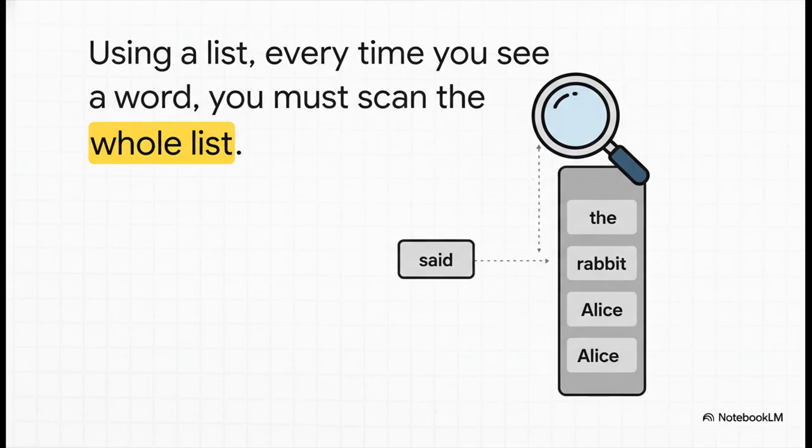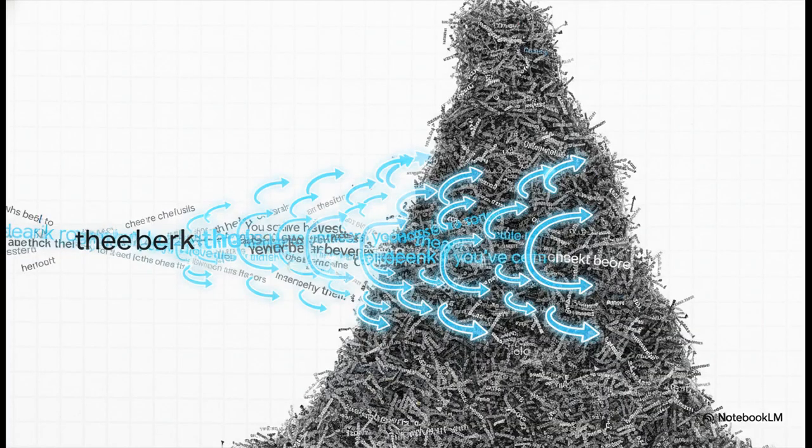Your code reads a word from the book, say the word hatter, and you think, okay, I'll just keep a list of the words I've seen. But then, what happens when you see a word that might already be on that list? And this, right here, is where the problem starts. For every single word in that entire book, your code has to go back and scan your growing list from the very beginning just to ask, hey, have I seen this one before? It is a massive mountain of repeated work.